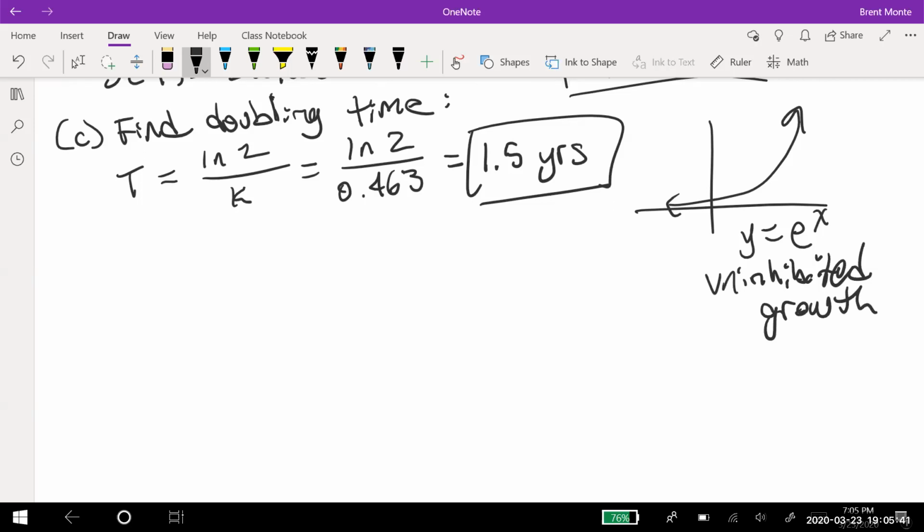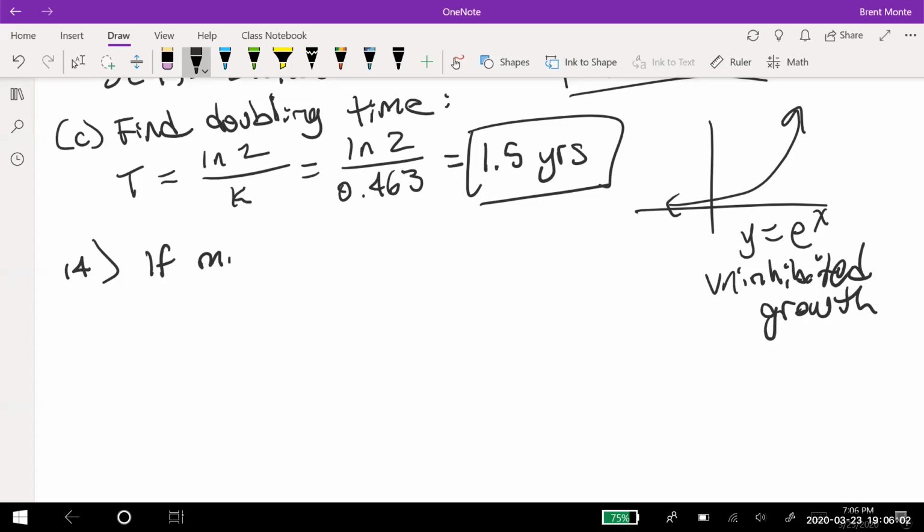All right, that's the idea of the uninhibited growth. But there was one other problem I just wanted to make sure you knew how to do. There's problem 14, and it's also on page 332. It says, Hardy Bank advertises that it compounds continuously and that it will double your money in 12 years. What is the annual interest rate?